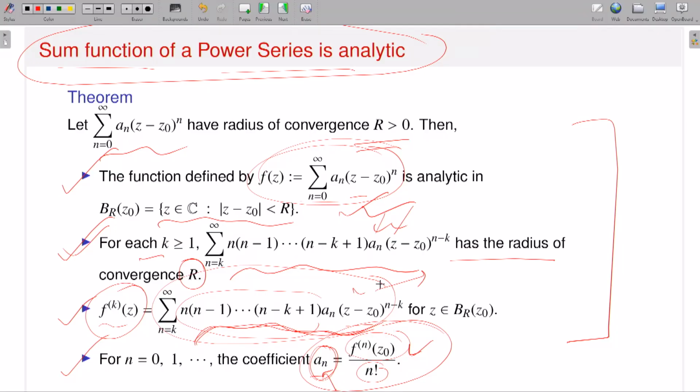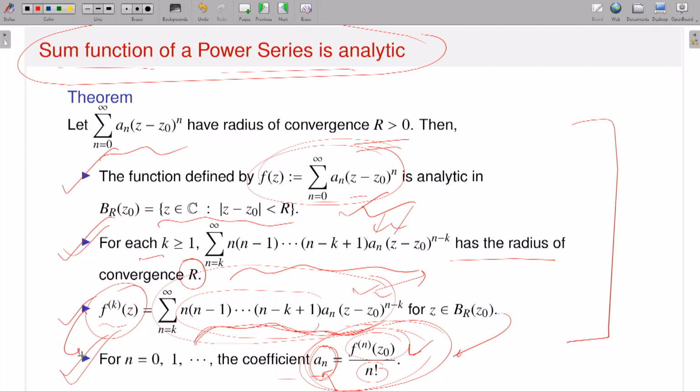And if the first derived power series has a sum function g, then g is exactly equal to f prime of z, where f is the sum function of my original power series. The kth derivative actually follows from induction. And of course, I will show that the coefficients are of the form the nth derivative of f at z naught divided by factorial n. In fact, it follows from number 3. So I think I should stop here. I will give the proof of this theorem partially in my next lecture.